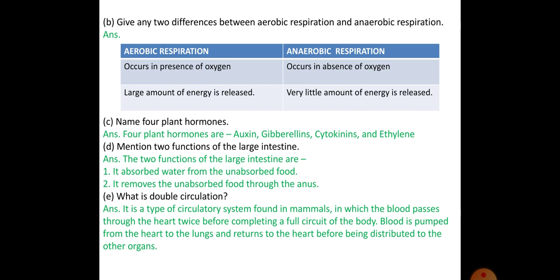Name 2 functions of the large intestine. The 2 functions of the large intestine are: it absorbs water from the unabsorbed food, and it removes the unabsorbed food through the anus. What is double circulation? It is a type of circulatory system found in mammals in which the blood passes through the heart twice before completing a full circuit of the body. Blood is pumped from the heart to the lungs and returned to the heart before being distributed to the other organs.